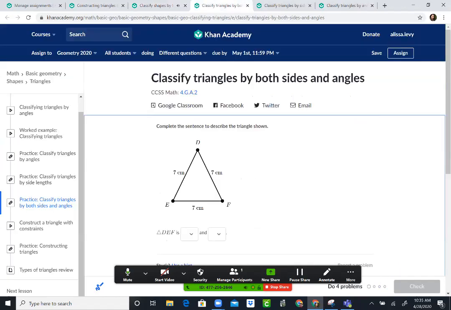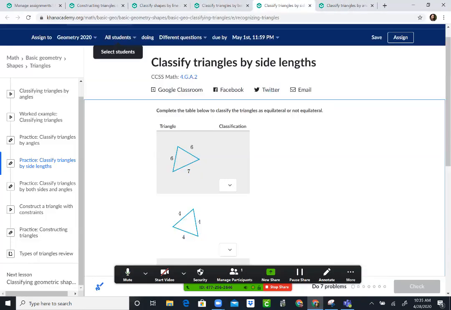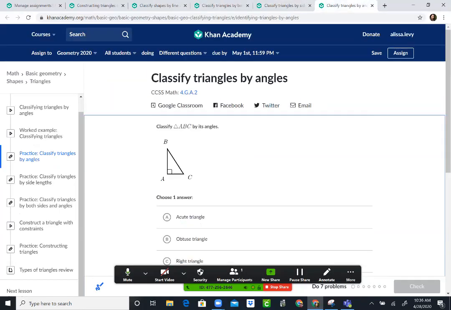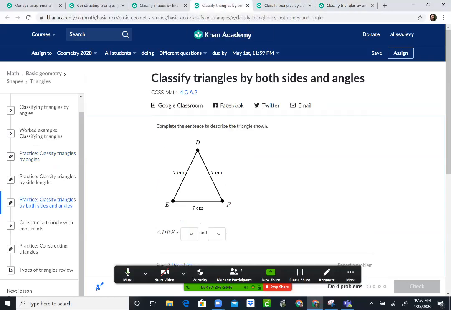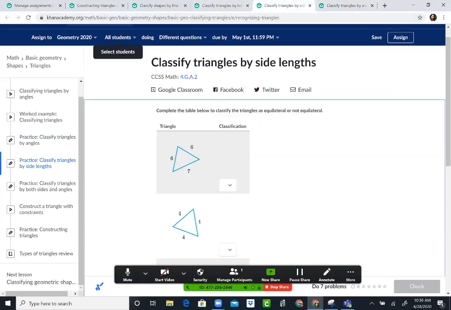All right, so then the next one, classify triangles. We're going to skip, actually we're going to go to a different one, because this one is classify triangles by both sides and angles, but first you want to learn classify triangles by sides, then classify triangles by angles, then you can come back to this one, classify triangles by sides and angles.